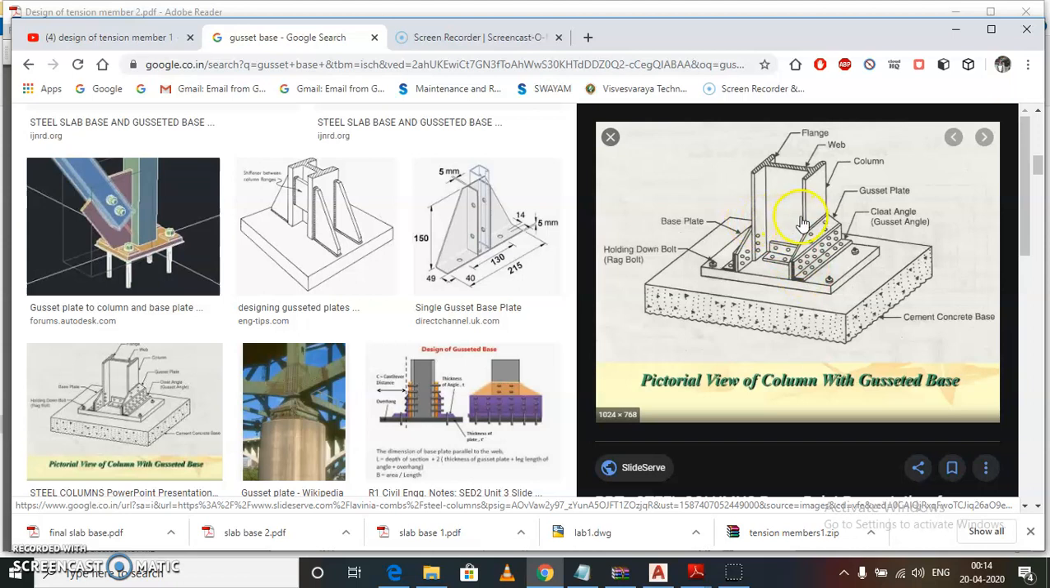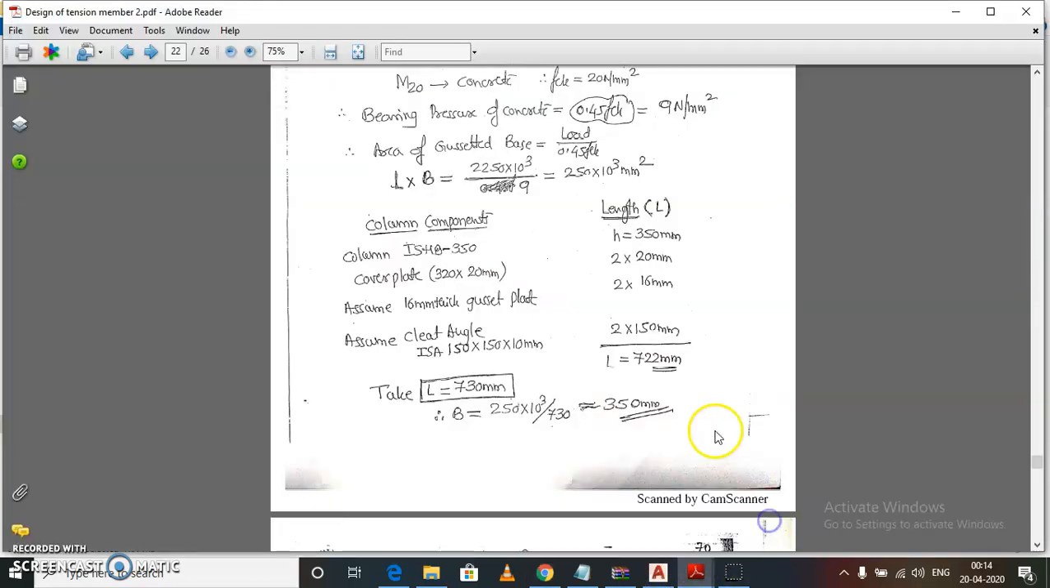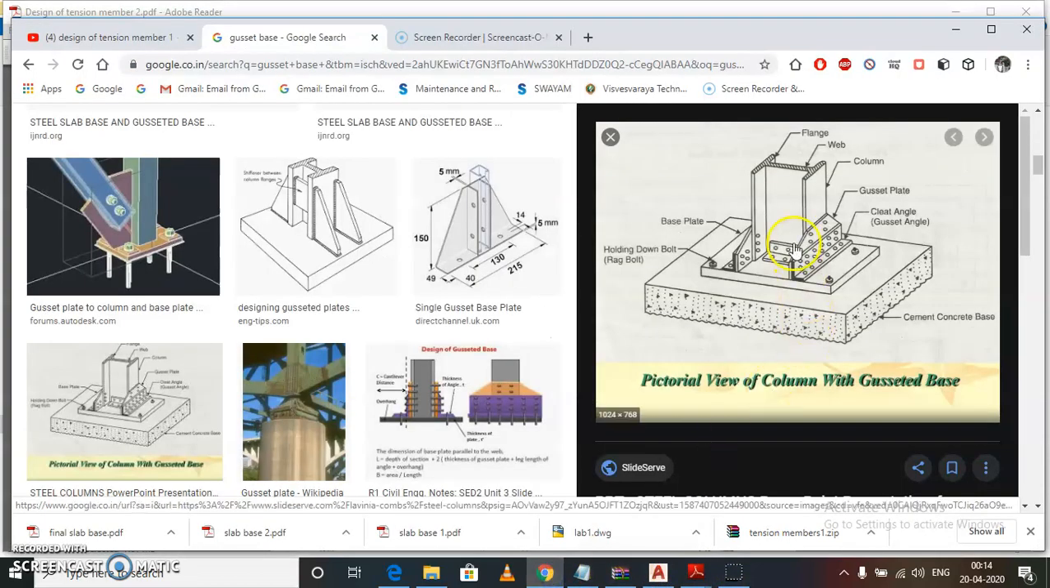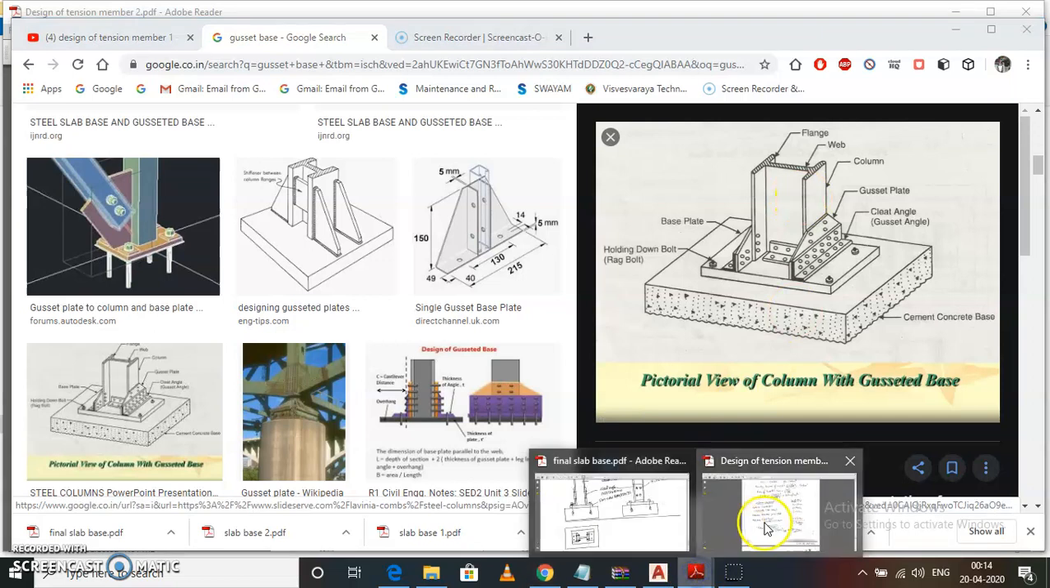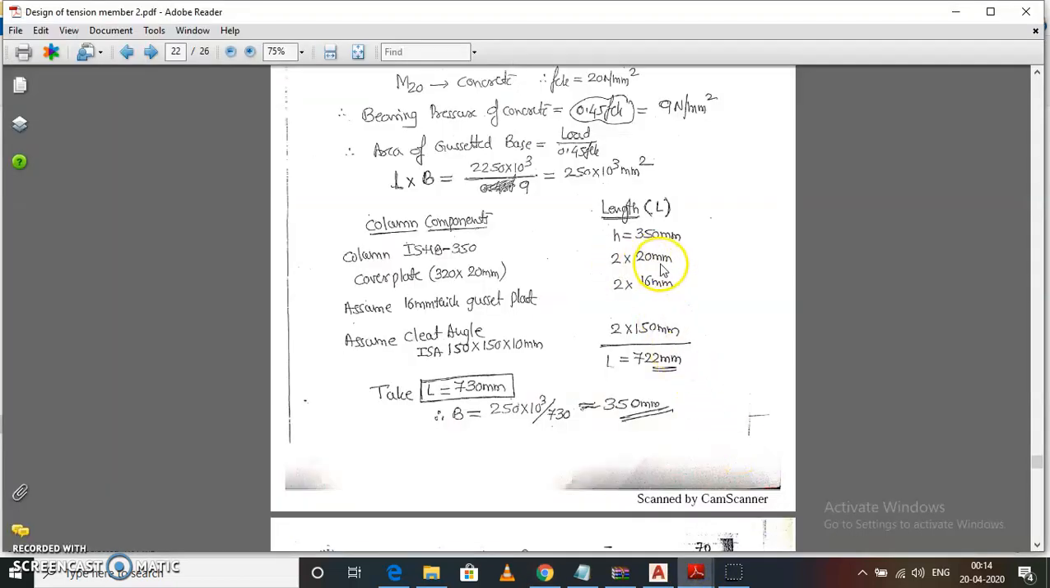So here you can see, for example, this is our column of ISHB 350. The width required is 350. So 350 plus the thickness for cover plates, which is 2 into 20 mm. Here if we provide cover plates, we also have to provide space for the cover plates. Therefore, 2 cover plates of 20 mm are there. And assuming 16 mm thick gusset plate, the thickness of the gusset plate to be provided is 16 mm. 2 plates have to be provided, 2 into 16.